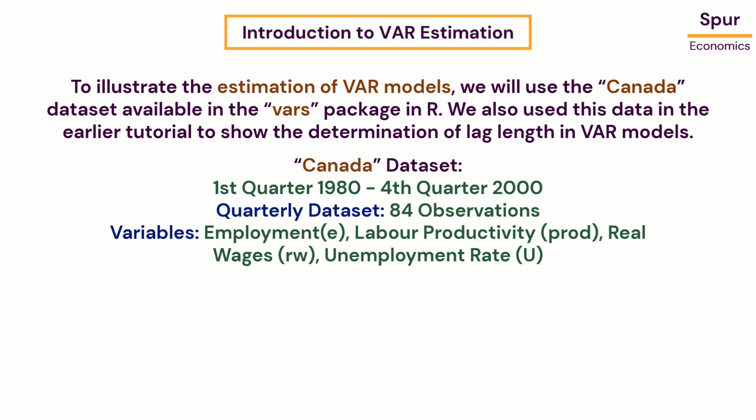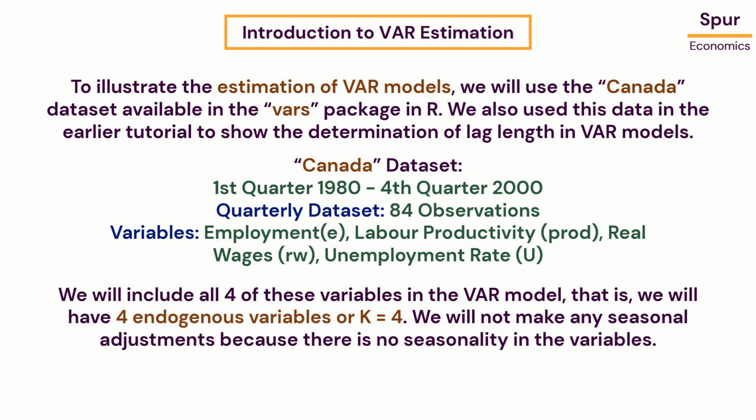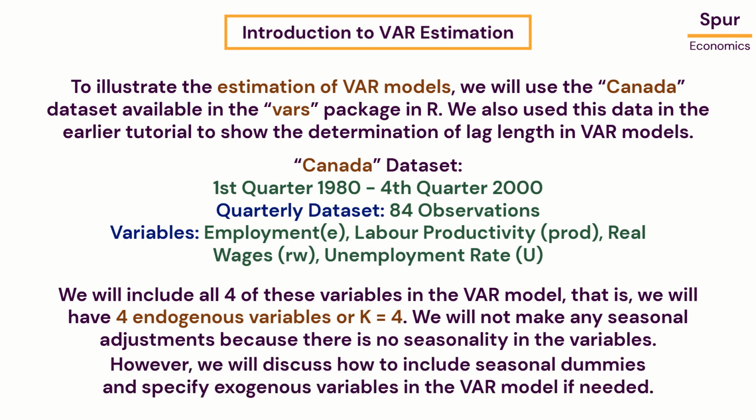The variables in the dataset are employment, labor productivity, real wages, and unemployment rate. We will include all 4 of these variables in the VAR model, that is, we will have 4 endogenous variables or K equals 4. We will not make any seasonal adjustments because there is no seasonality in the variables. However, we will discuss how to include seasonal dummies and specify exogenous variables in the VAR model if needed.